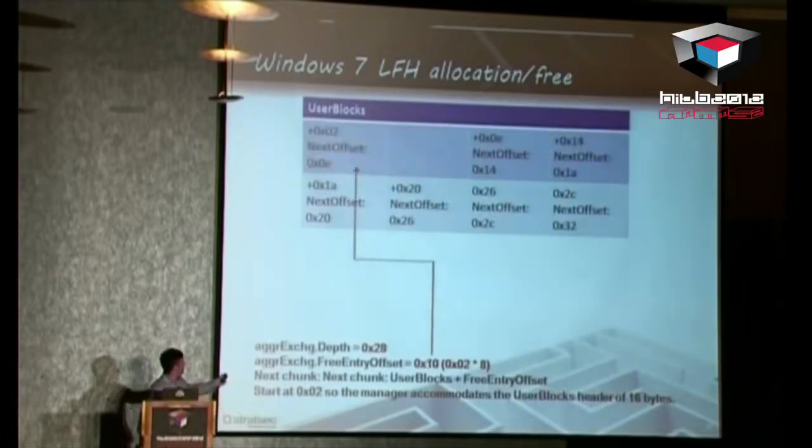Then if we have a free, it will work out what the next offset for that is, write it in here, and reset the free entry offset. And that's actually one of the ways we're going to exploit it a bit later on. So we'll look at that exactly.